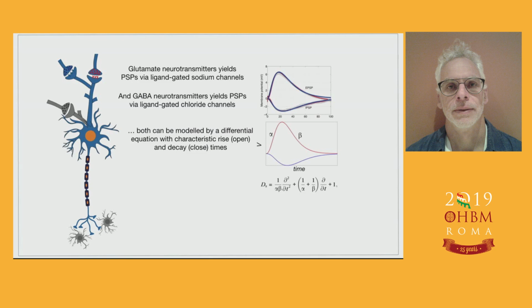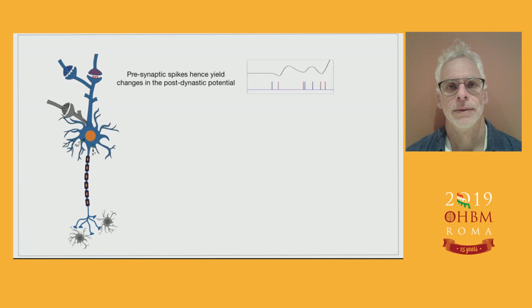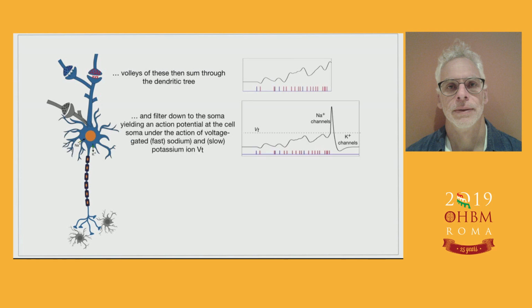Postsynaptic potentials yield changes in the postsynaptic potential by repeatedly arriving and summing if they haven't decayed. Volleys of these then sum through the dendritic tree down to the cell soma, where they, through the action of voltage-gated ion channels, yield action potentials.